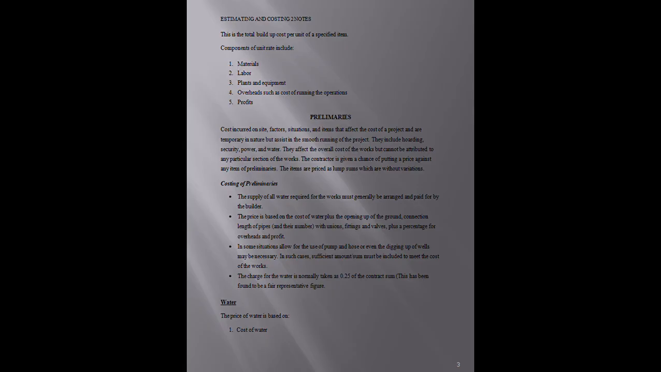Now, preliminaries. These are the costs incurred on a site, factors, situations, and items that affect the cost of a project, which are temporary in nature but assist in the smooth running of the project. They include holding, security, power, and water. They affect the overall cost of work but cannot be attributed to any particular section of the works. The contractor is given a chance of putting a price against any item of preliminaries. The items are priced as lump sums, which are without variations.